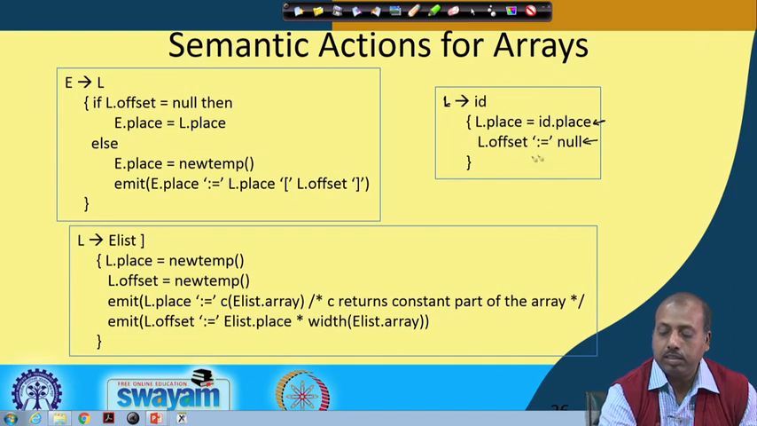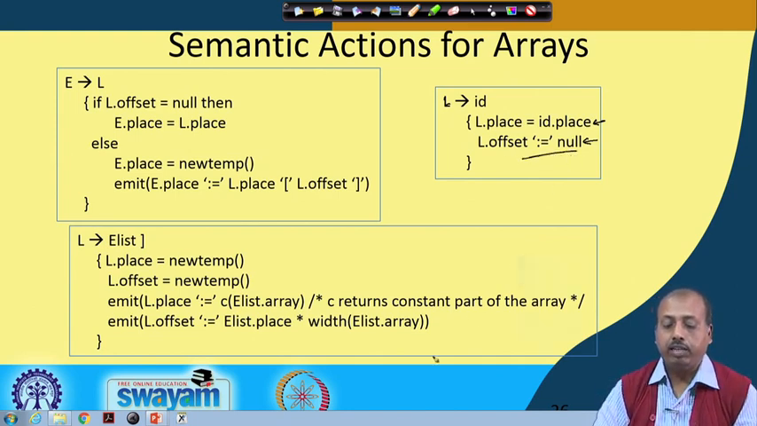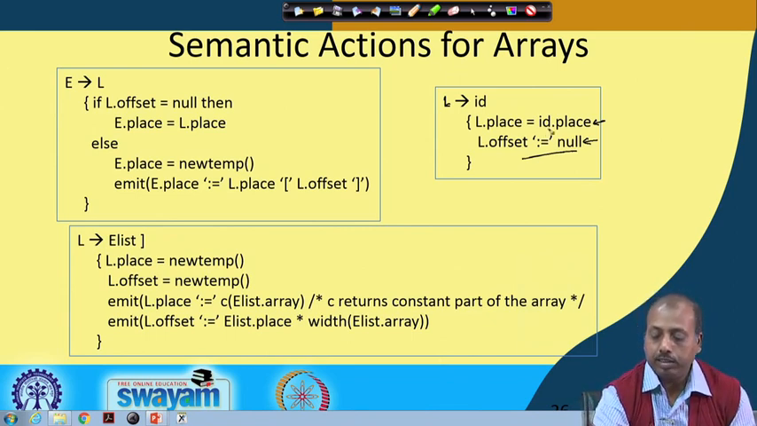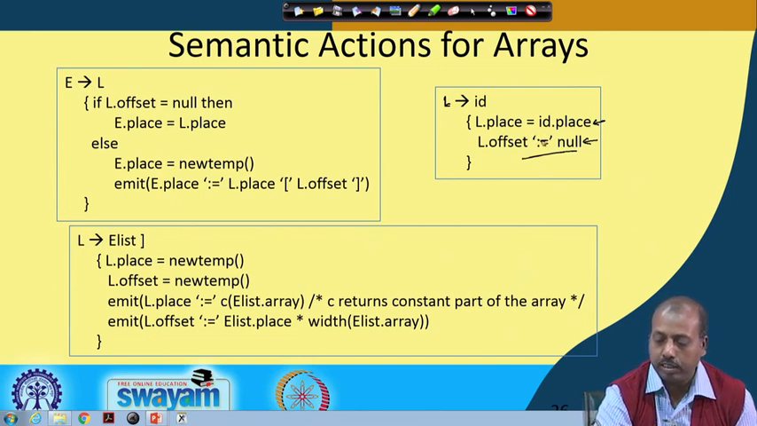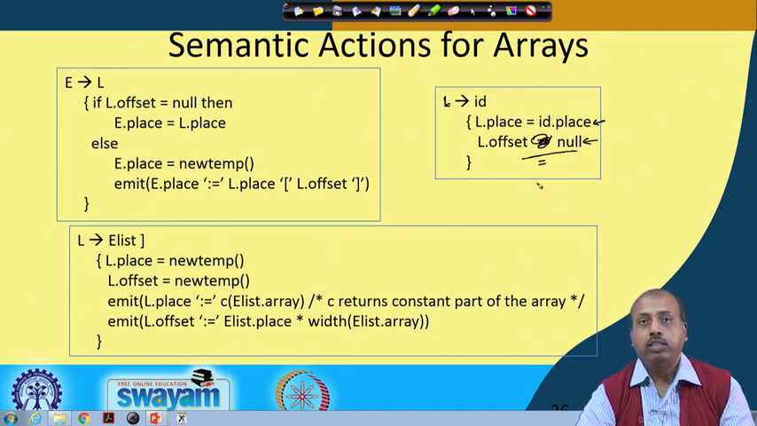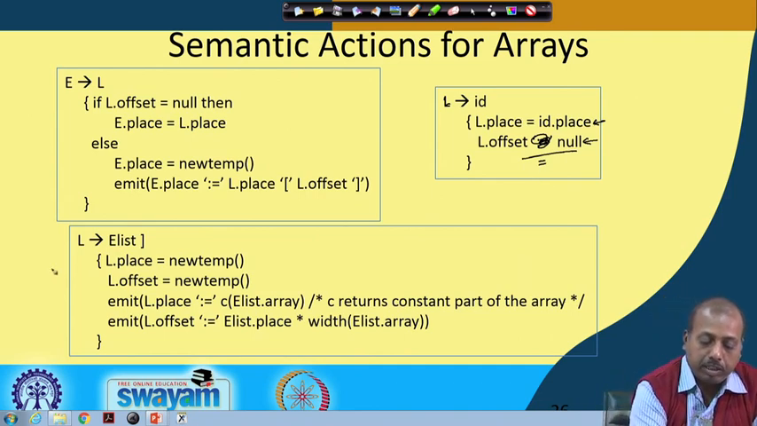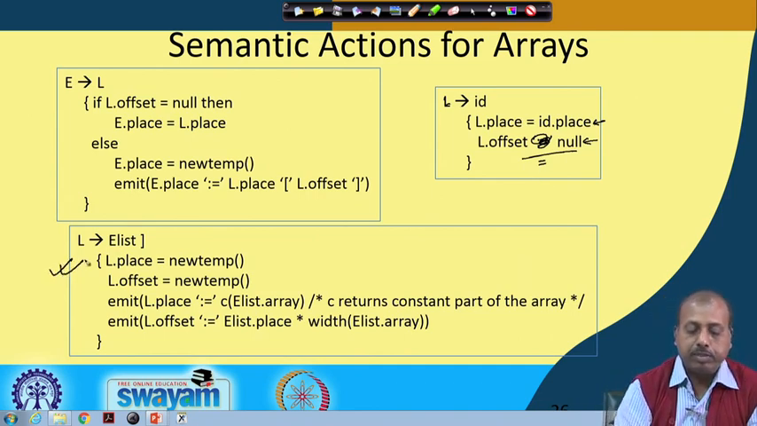L dot offset is made null, so that I will have a simple variable. In fact this quote is not necessary. It should be like this: L dot offset equal to null. That means it is a simple variable. Now, let us look into this particular rule, which is array specific.